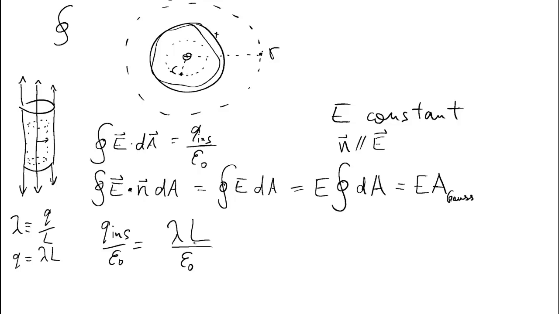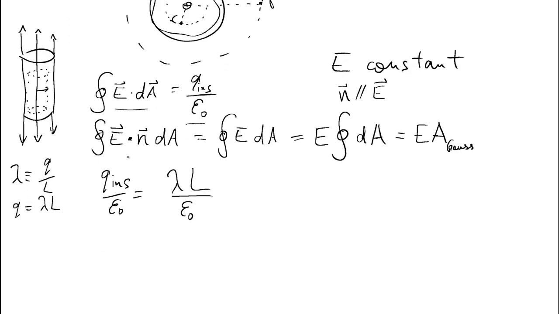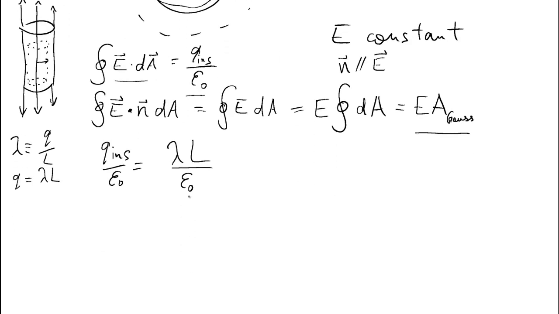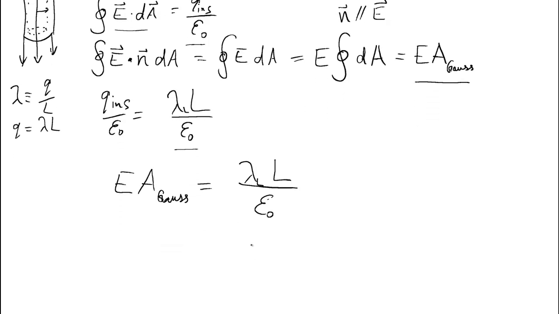Because now we're going to combine this equation, because we found the left part and the right part here. The left part we found to be this, and the right part we found to be this. So let's combine it back together. We have E times the area of the Gaussian is equal to lambda, and in this case we were talking about the lambda of the line, so let's specify lambda L, times the length of the line divided by epsilon 0. And we're almost done here.